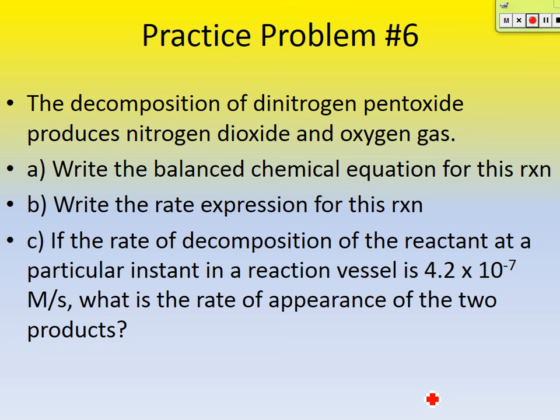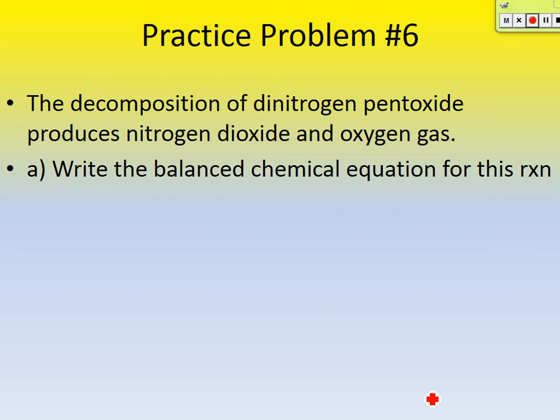So there's a few parts here. Let's start with just part A. It says the decomposition of dinitrogen pentoxide produces nitrogen dioxide and oxygen gas. Part A says to write a balanced chemical equation for this reaction. This is going back, and we're going to use all of the skills that we've learned in chemistry to figure this out. Okay?